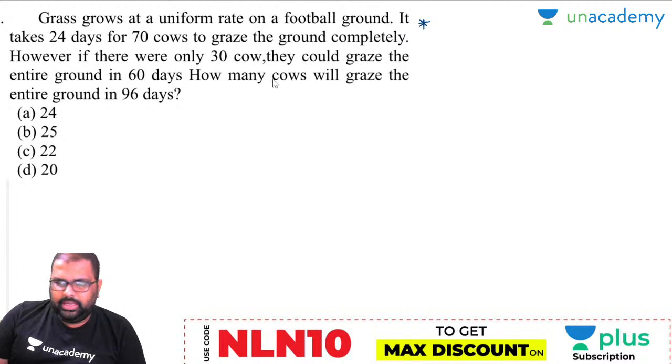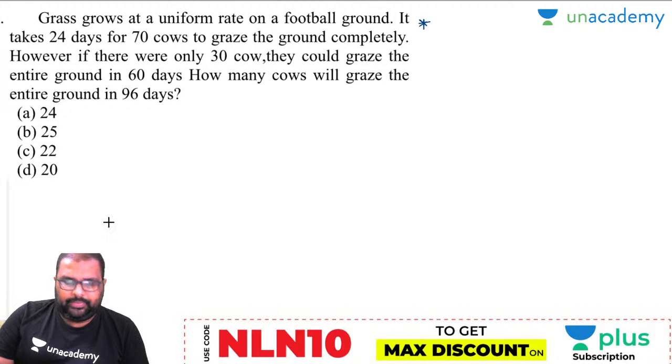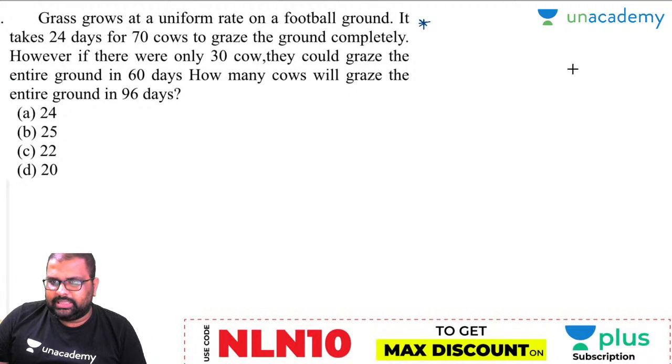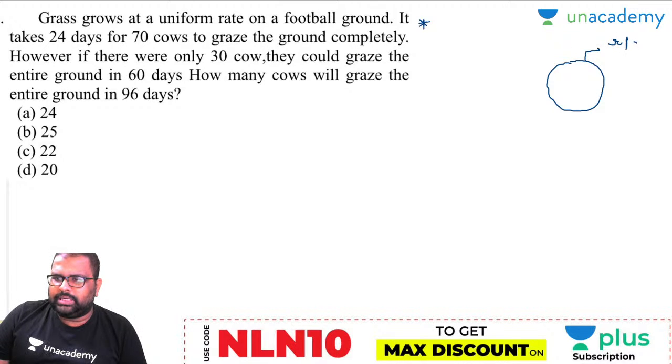Revant is saying that it is 20. Now first of all, check: there is a ground, and in this ground, grass grows at a uniform rate. So I will take this uniform rate as R units per day. So grass grows at R units per day. I will take it down like this: R units per day growth rate.